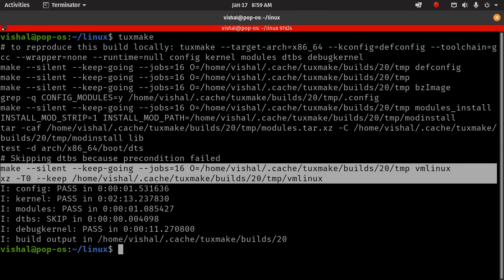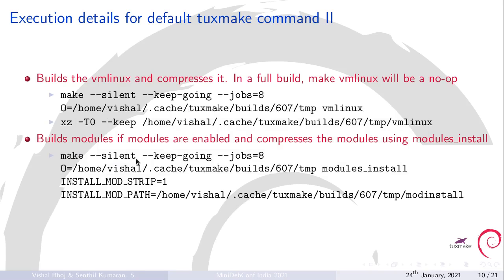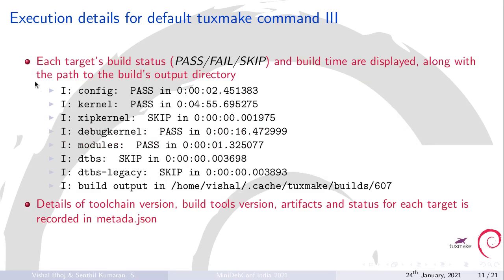Once the build is done, it would provide the pass, fail, skip status for each of the targets that got built during this TuxMake invocation. So you can look at this format. It actually gives config, pass, and the duration it took for the particular stage. Finally, it would give us the output directory where the binaries are stored. The details of the toolchain version, build tools version, artifacts, and status are available in the metadata JSON.